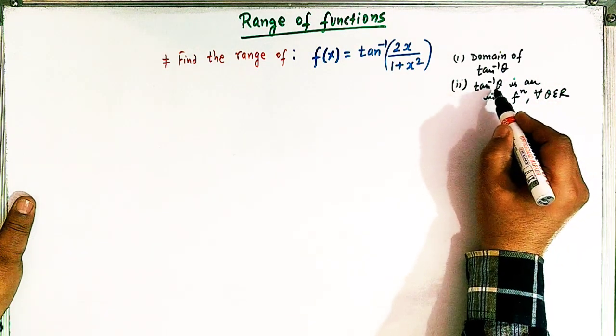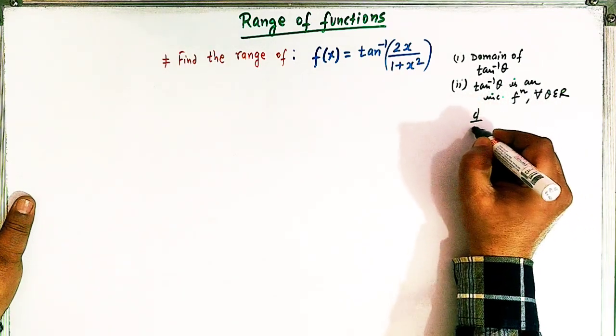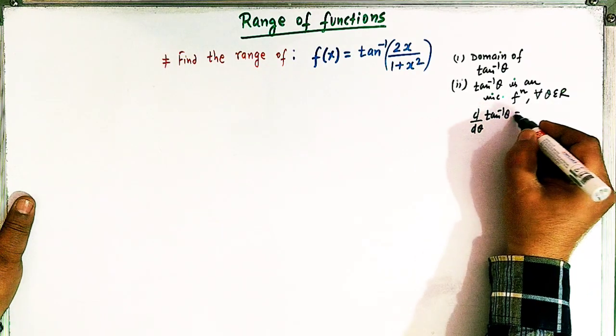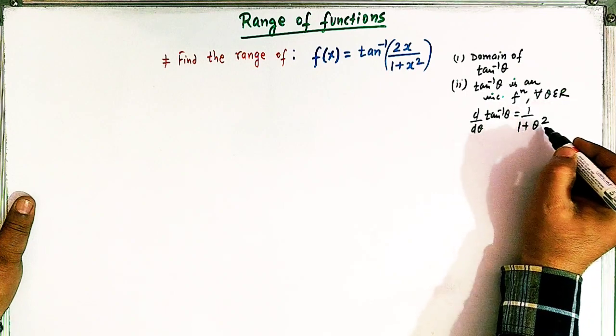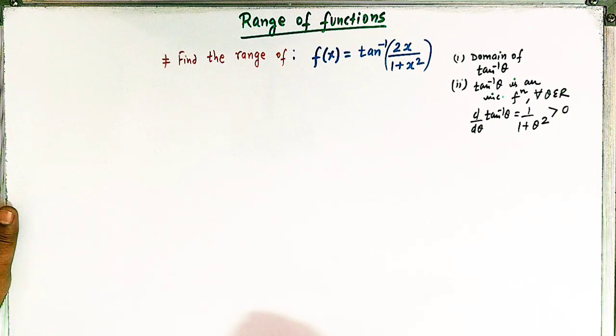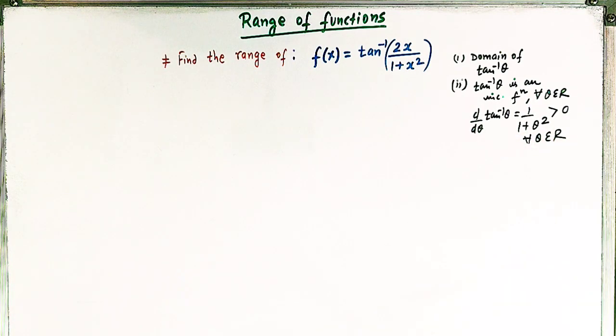So here tan inverse theta is an increasing function because if we find the derivative of tan inverse theta, we'll get 1 over 1 plus theta square, and 1 over 1 plus theta square is always greater than 0 for all values of theta belonging to the set of real numbers.